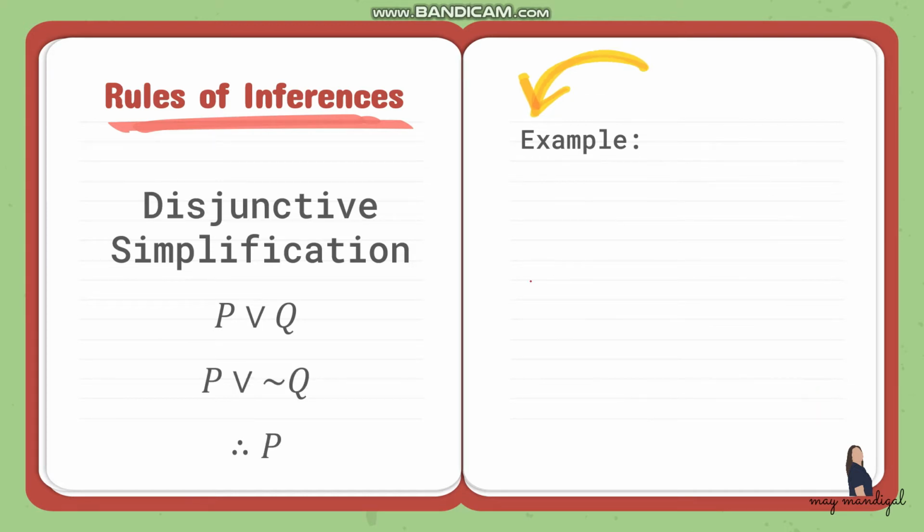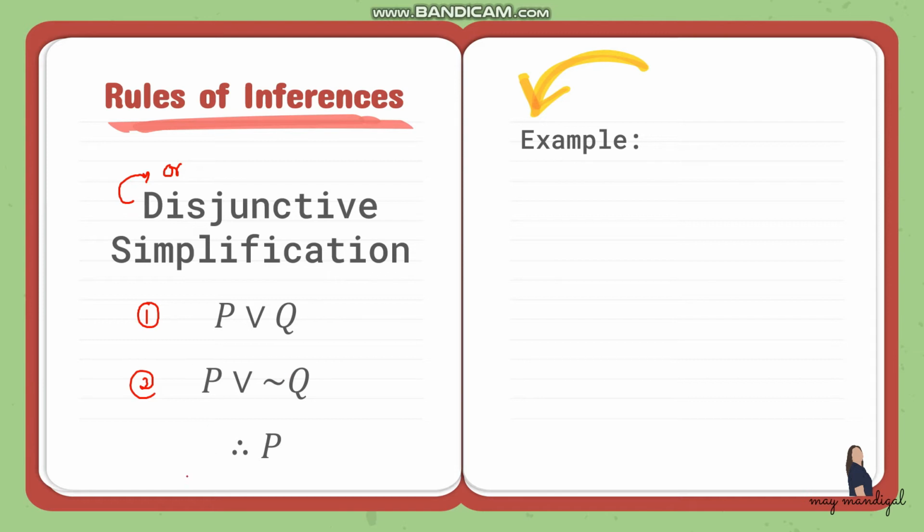Next we have disjunctive simplification. In this case, in the first premise, we have P or Q. Since it's disjunctive, that means we are dealing with a disjunction, or we have or. And then the second premise here is we have P or not Q.